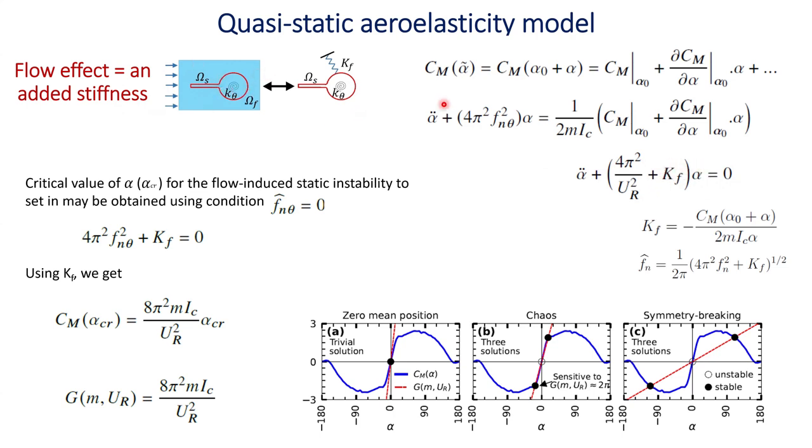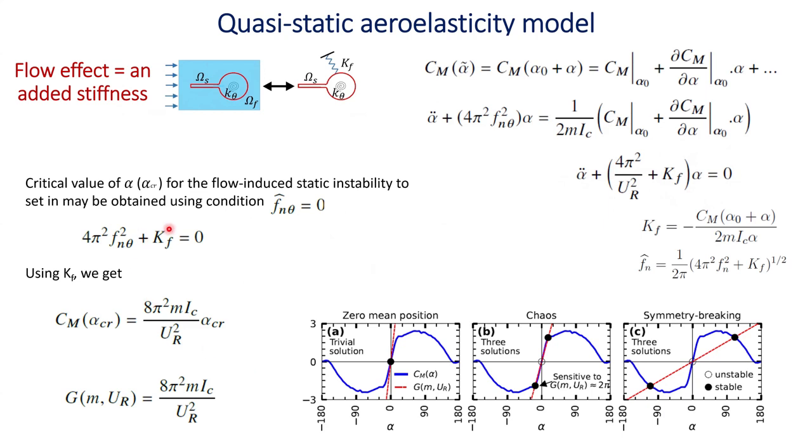Now we can use this theory to explain what regimes we are getting. First of all, we can have a critical alpha CR based on this value, if it goes to 0, and then we can define when the instability is setting in.